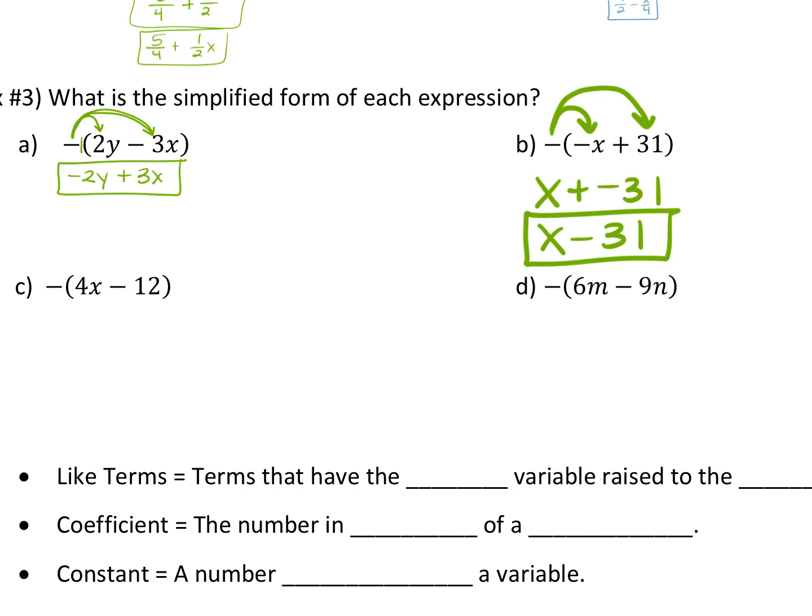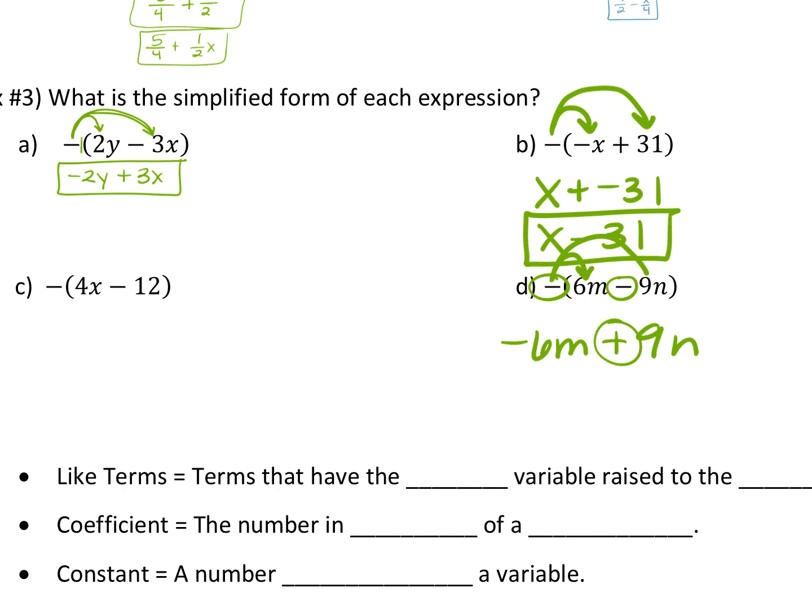What'd you get for D? Plus 9n. Okay, so -6 or negative times 6m is a -6m. A negative times a negative, again, is plus a positive. So that's plus 9n. Okay, we're all going to take our time on this, right? And do it the right way the first time.